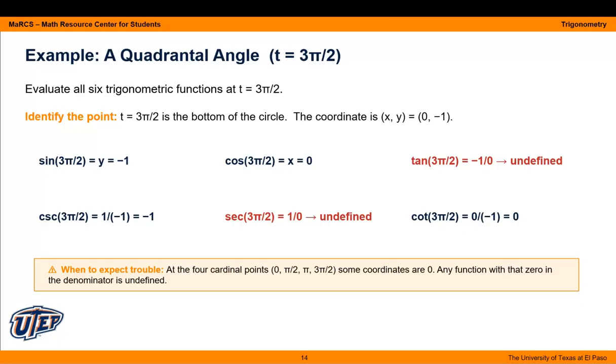Secant is also undefined because secant is 1 over x, and here x is equal to 0. This example is important because it shows exactly where undefined values come from.